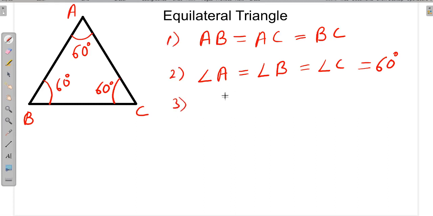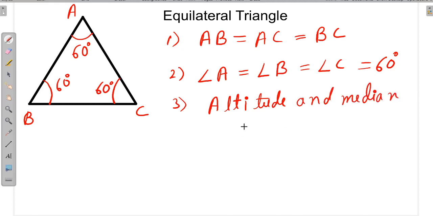Now third is, in an equilateral triangle the altitude and median are the same. So altitude and median are the same. Okay, means if I draw a perpendicular line from the vertex, with a different color I am drawing, this line acts as an altitude, and this line is also a median because it joins at the midpoint.